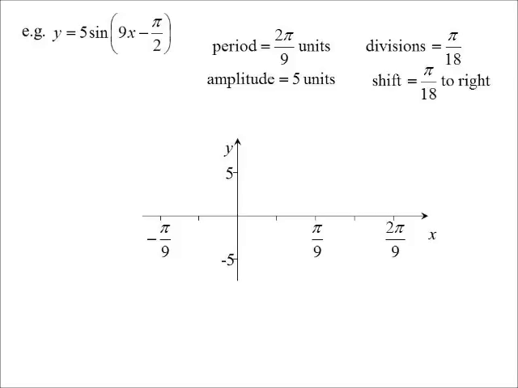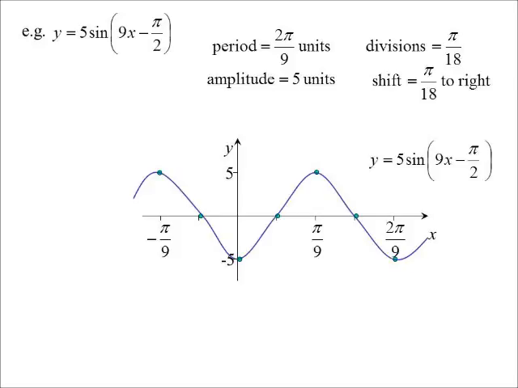All right. My basic sine curve would start at the origin, but we've shifted pi on 18 to the right. So I will start at pi on 18. And then I know the pattern of my sine curve is I'll go up and then we'll go down and so on. And then I'll just draw in my sine curve.